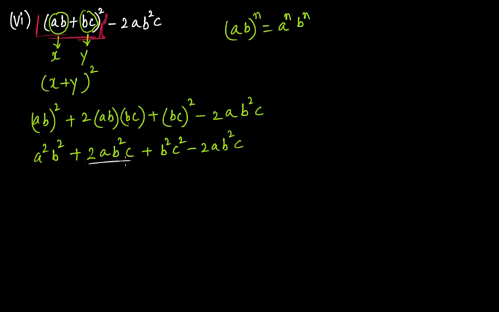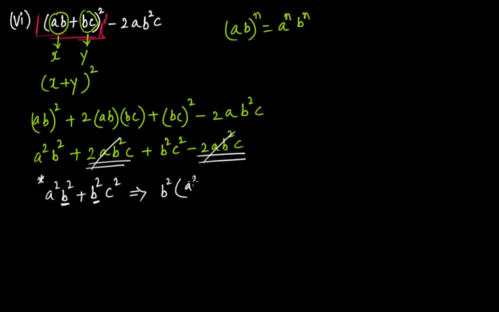Now if you look at this term and this term, these two are like terms. How? 2ab squared c, 2 and ab squared c is the factor here, ab squared c is the factor here, same, and this is plus and this is minus, so they get cancelled, you'll get 0. Here you get a squared b squared plus b squared c squared. If you want, this is the answer. If you want to further simplify it, b squared is here, b squared is here, take b squared common, this becomes b squared (a squared plus c squared). How? The distributive property of multiplication over addition.